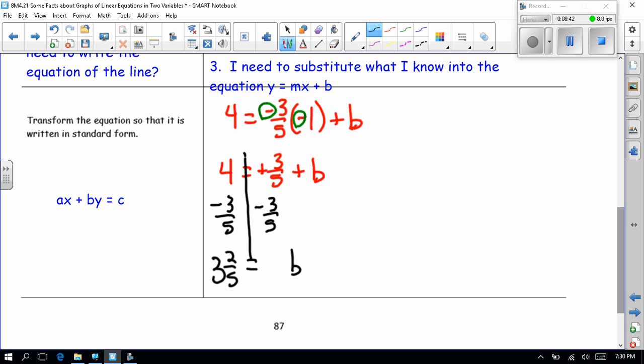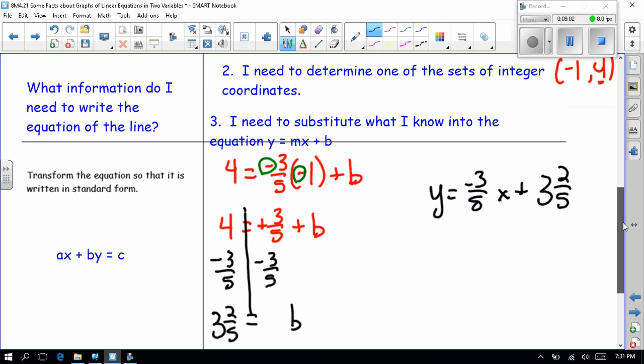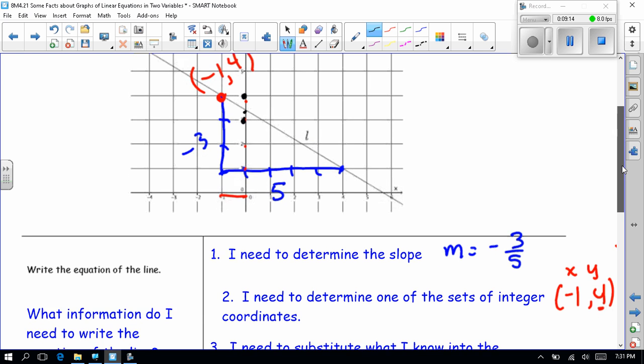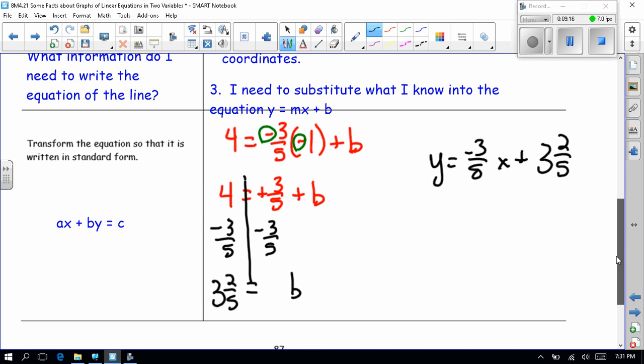So if I'm rewriting the equation now in y equals mx plus b format, I should have y equals, my slope I said was -3/5 plus my y-intercept at 3 2/5. Now let me take a look at the equation and make sure that it makes sense. Here's 3, here's 4, and it's coming in a little bit less than halfway. So yes, that makes sense. I want to make sure that my answer is logical.